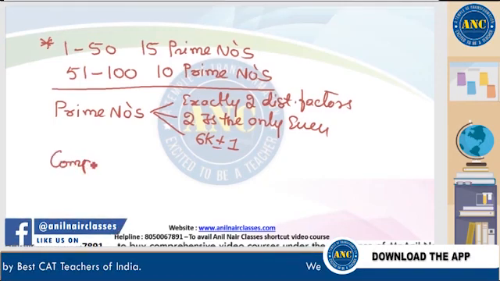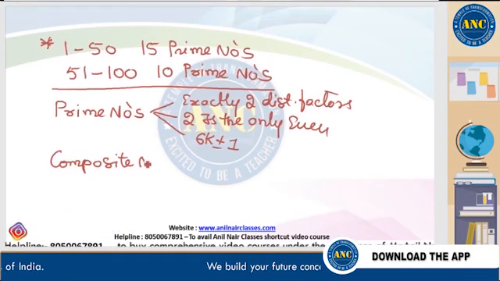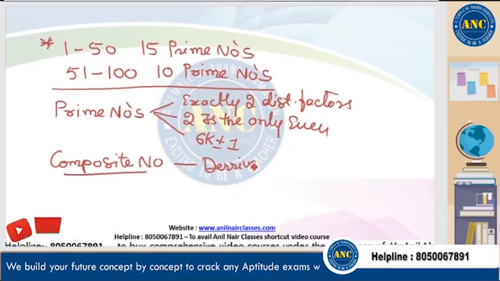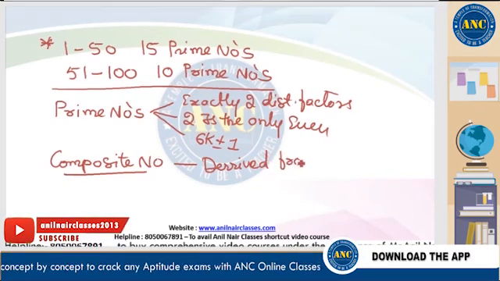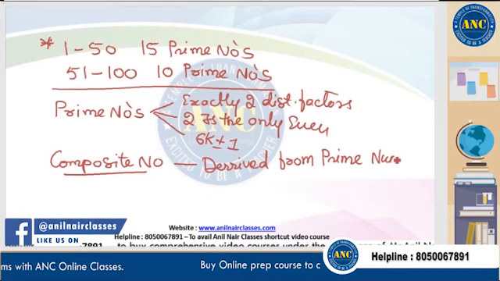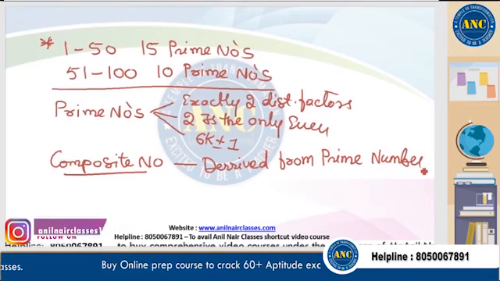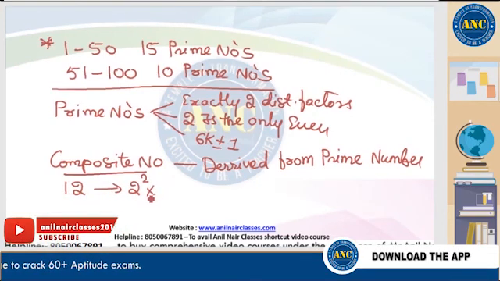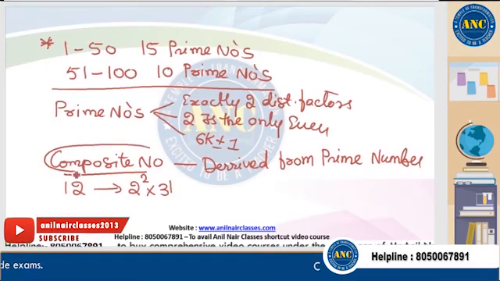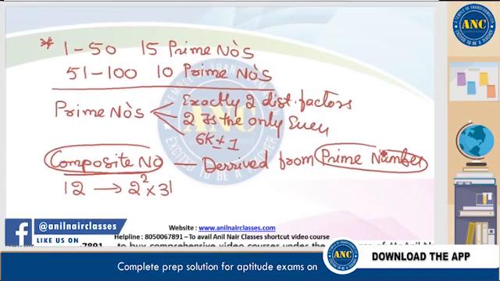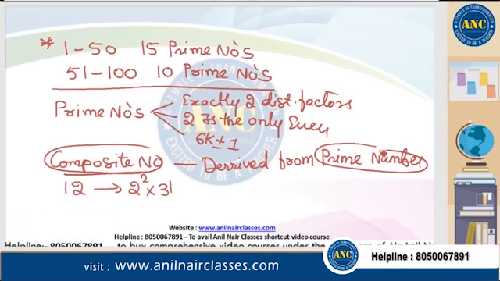Last key point, every composite number is derived from prime numbers. For example, 12 is derived from 2 prime factors, which are 2 and 3. A composite number is the child and a prime number is the father. Composite number is derived from prime number.